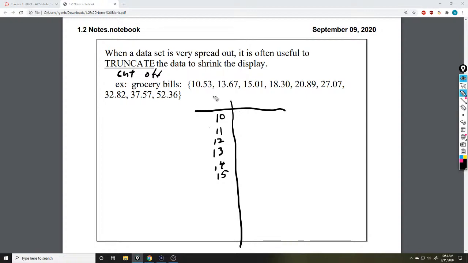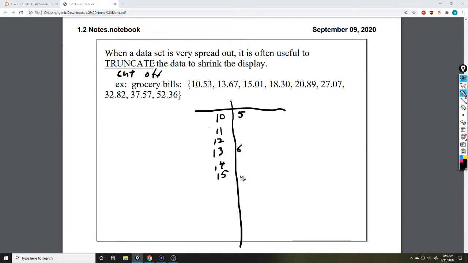And now it looks a little bit nicer. We have 10, 50. We have 13, 60. Truncate is the opposite of rounding. It literally means cut the digit off. So slice off the 3, slice off the 7. We're not rounding up or down. That's what truncate means. It's kind of the opposite of rounding.